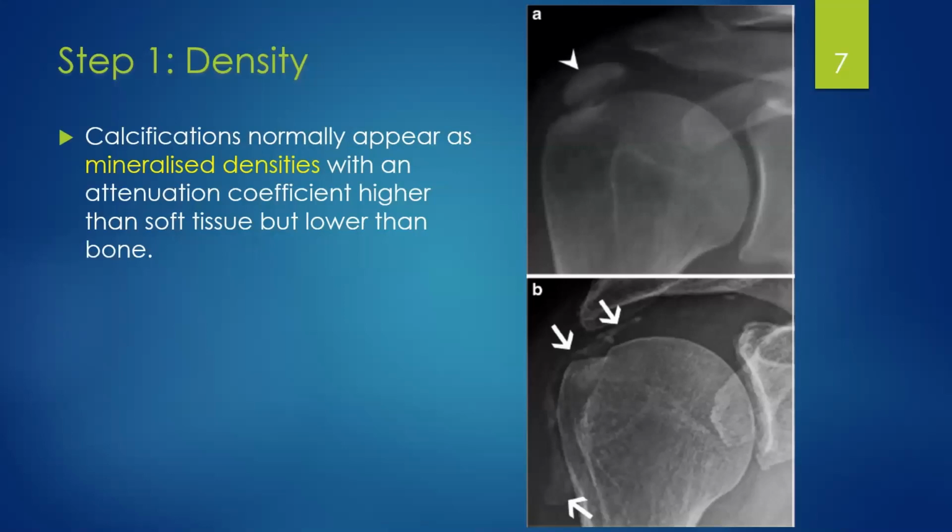Step one, we look at the density of the calcification. Calcifications normally appear as mineralized density with an attenuation coefficient higher than soft tissue, but lower than bone. You see the ovoid calcification on the upper radiograph with the arrowhead on it. This is a calcification because it's homogeneous and it's clearly visualized. It's located in the subacromial subdeltoid bursa.